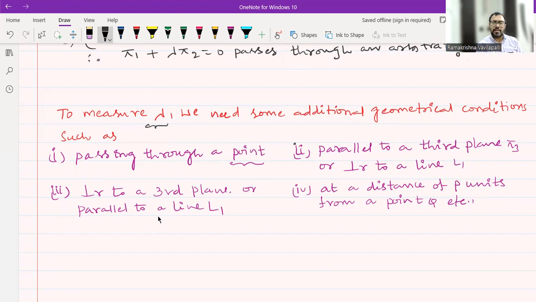Third one, perpendicular to a third plane. Two planes are perpendicular, it is the same as parallel to a line like this. Both are the same. Or at a distance of p units from a point Q, meaning that particular plane must be at some distance from the given point. So I will now solve a few questions from previous JEE Main exactly based on this concept.